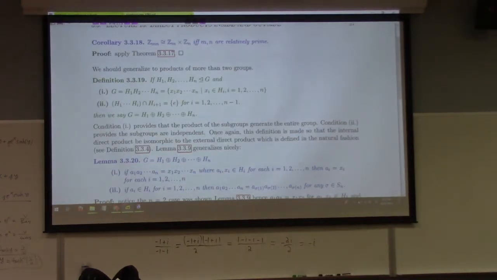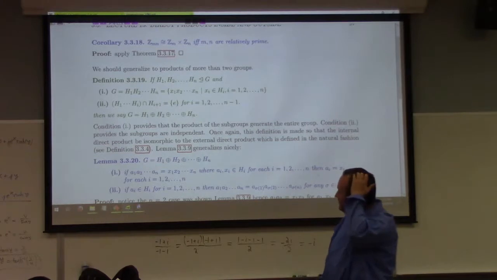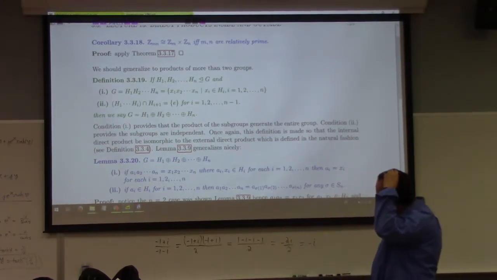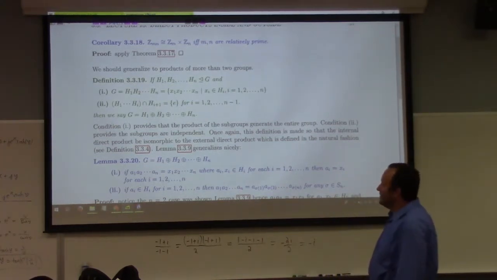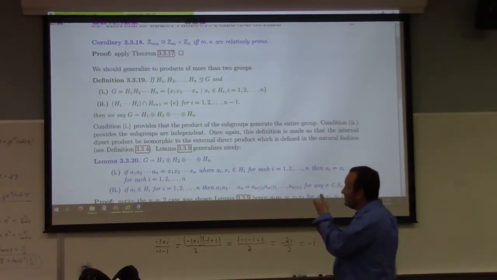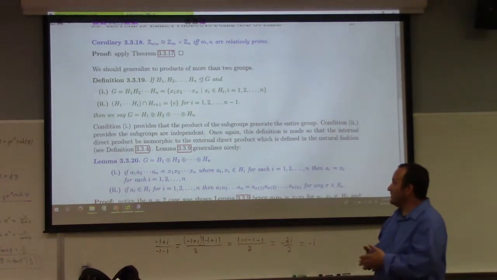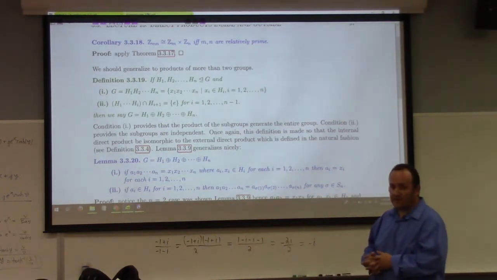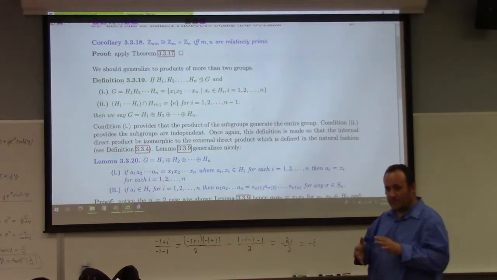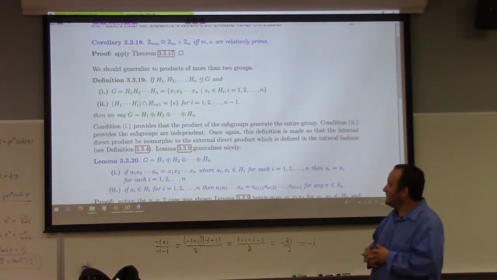So I wanted to warn you about this definition. I don't know if it's even going to be an issue for us this semester necessarily, but who knows, maybe somewhere, bonus question or something. But if we have n groups that are all normal subgroups of a group, then we can talk about the group being the internal direct product of n subgroups, just like we talked about the group being the internal direct product of two subgroups. And the definition is pretty much the same.